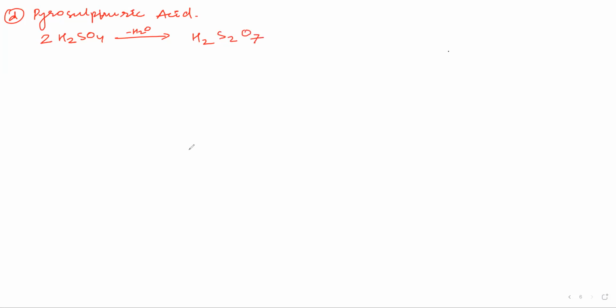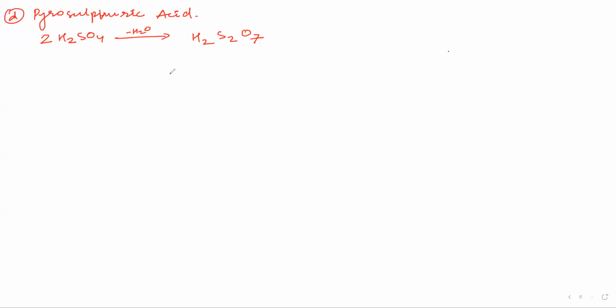Before thiosulfuric acid, let us write an oxy acid, then we will discuss its structure. That is D, it is pyrosulfuric acid. So how is pyro formed? We have two molecules of the parent oxy acid, that is H2SO4, and we remove H2O, so we will get H2S2O7. Right, guys?